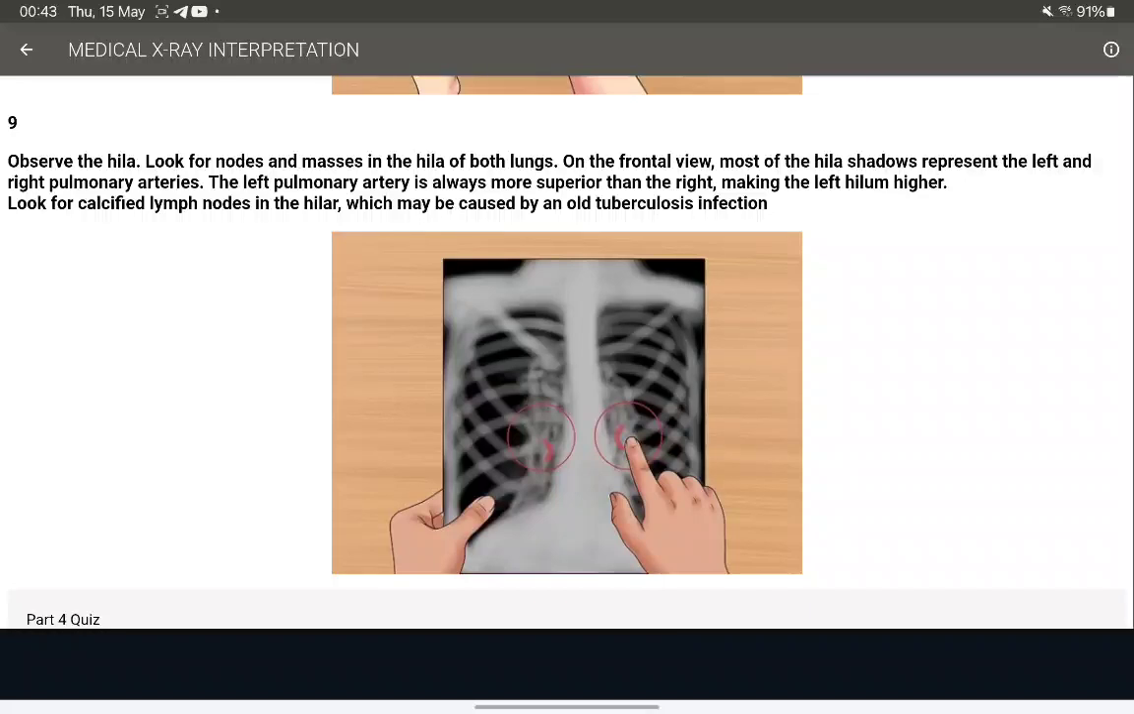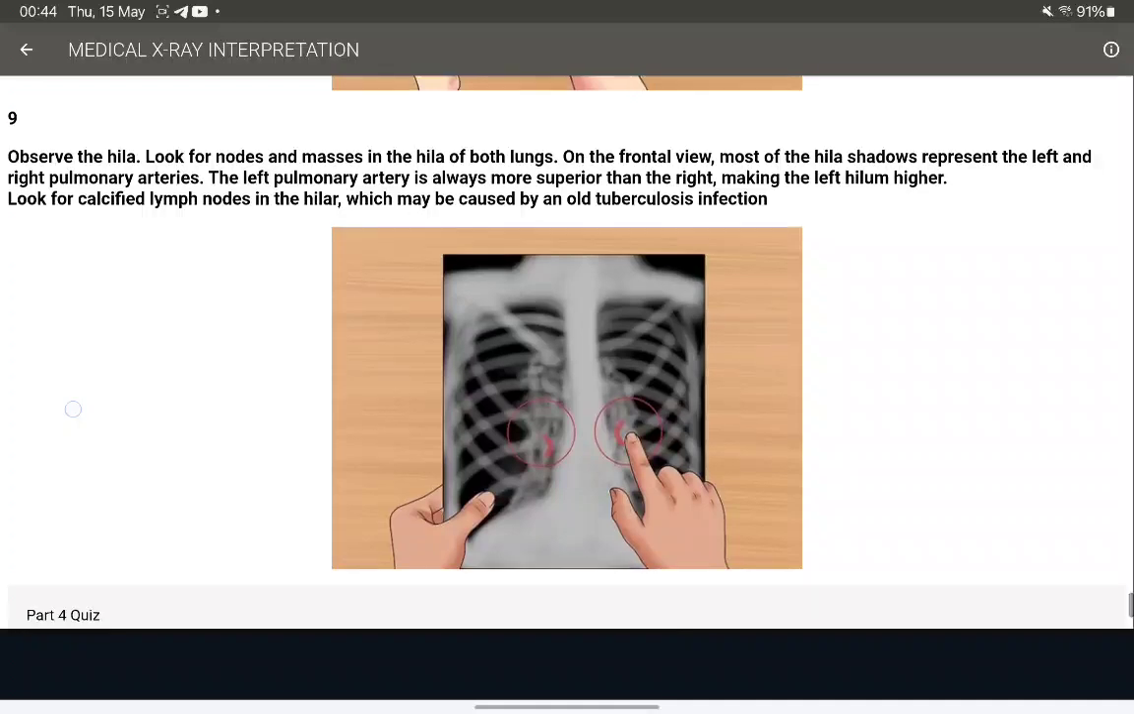Again, observe the hila, look for nodes and masses in the hilum of both lungs. On the frontal view, most of the hilum shadow represents the left and right pulmonary arteries. The left pulmonary artery is always more superior than the right, making the left hilum higher. Look for calcified lymph nodes in the hilum, which may be caused by an old TB or tuberculosis infection.